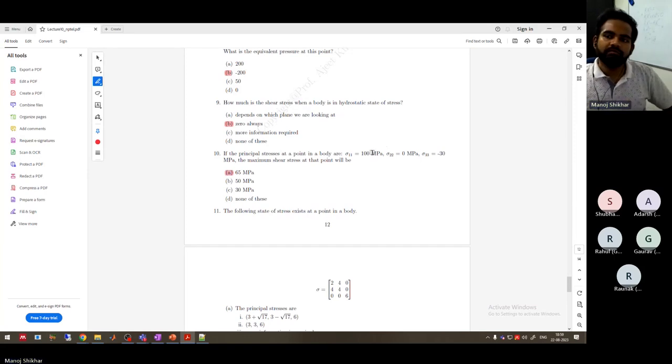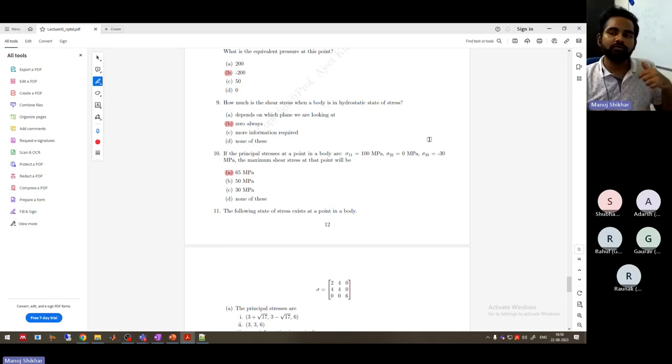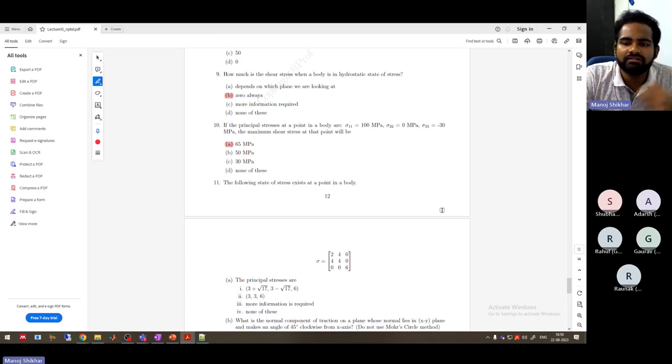Students make a mistake of doing sigma 1 minus sigma 2 by 2. But that is the maximum shear stress on the 1-2 plane. Overall, you have to find the differences of all three pairs: sigma 1 minus sigma 2, sigma 1 minus sigma 3, and sigma 2 minus sigma 3. Out of those, whichever is maximum, you have to take. Ideally, we are considering in our analysis that lambda 1 is greater than lambda 2 is greater than lambda 3. So lambda 1 minus lambda 3 by 2 will be your answer.